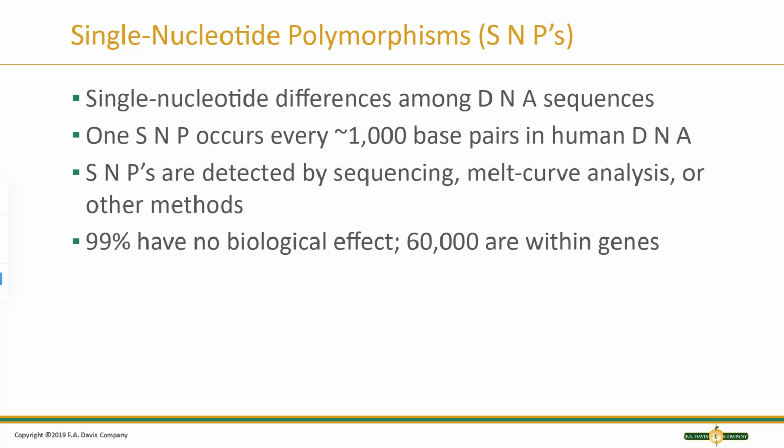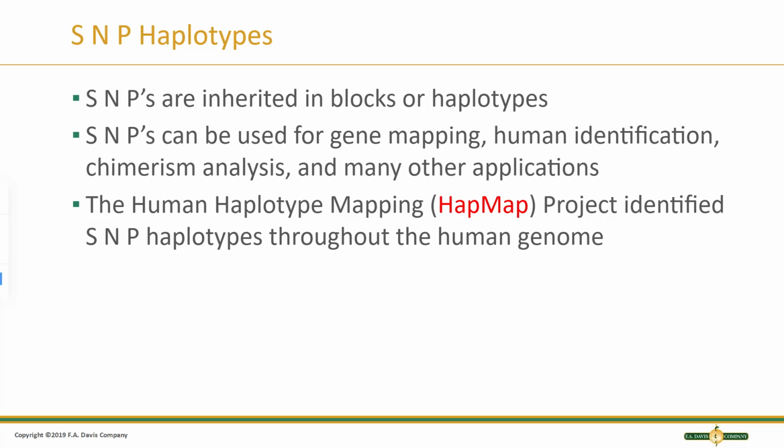SNPs are single nucleotide differences among DNA sequences. One SNP occurs for about every 1,000 bases or base pairs in human DNA. SNPs are detected by sequencing, melting curve analysis, or other methods, and we talked about those methods previously. 99% have no biological effect. 60,000 are within genes. SNP haplotypes are inherited in blocks. SNPs can be used for gene mapping, human identification, chimerism analysis, and many other applications. The Human HapMap project identified SNP haplotypes throughout the human genome.